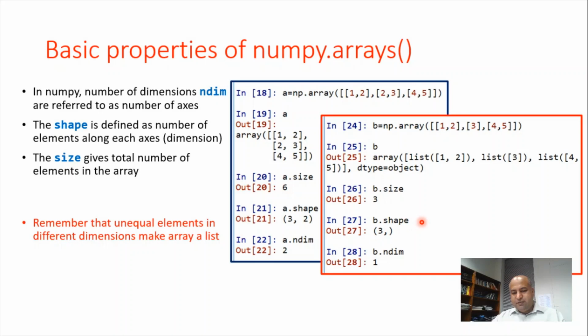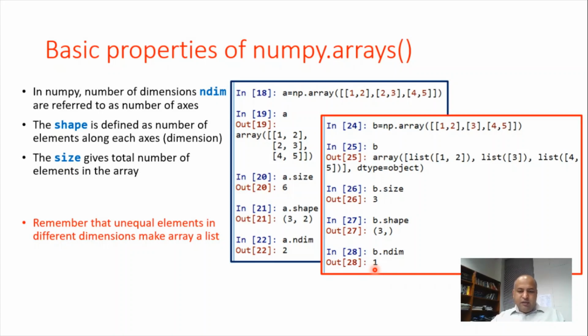Now its shape: it's a one-dimensional array. Along the second dimension, there's nothing. So the shape of a 1D array is specified as 3 comma, because there's nothing on the other side, and its dimension is 1.